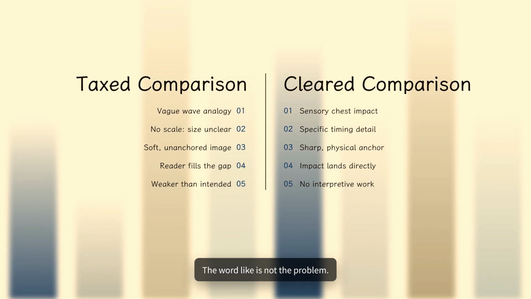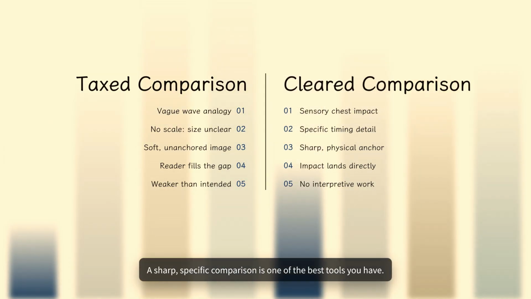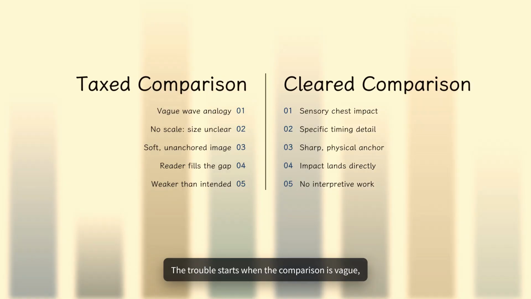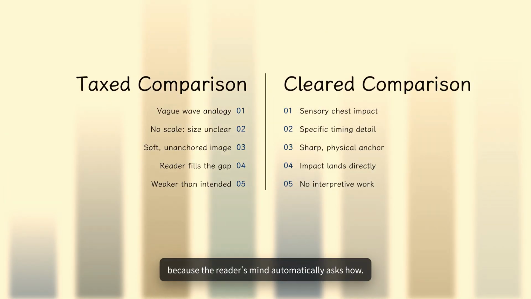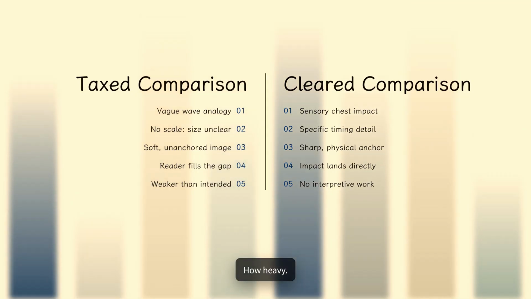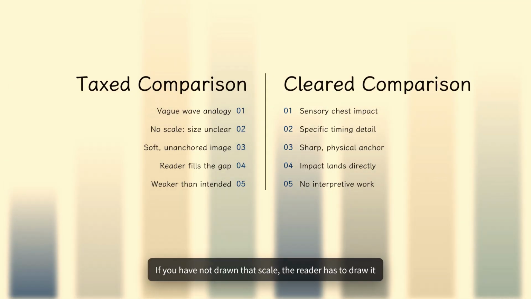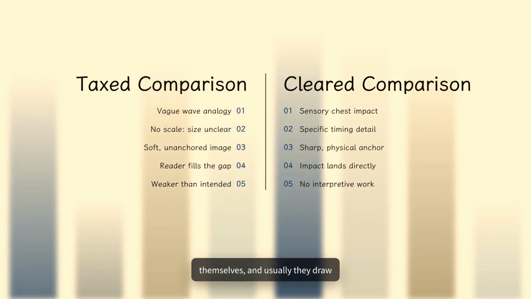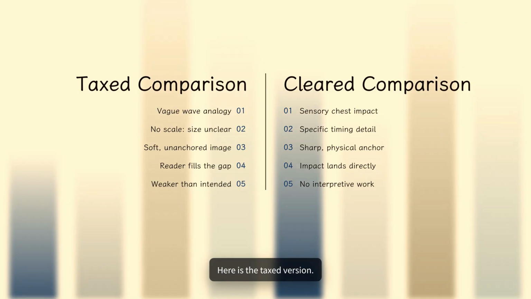The word like is not the problem. A sharp, specific comparison is one of the best tools you have. The trouble starts when the comparison is vague, because the reader's mind automatically asks how. How heavy? How fast? How cold? If you've not drawn that scale, the reader has to draw it themselves, and usually they draw something weaker than what you meant. Here is the taxed version.